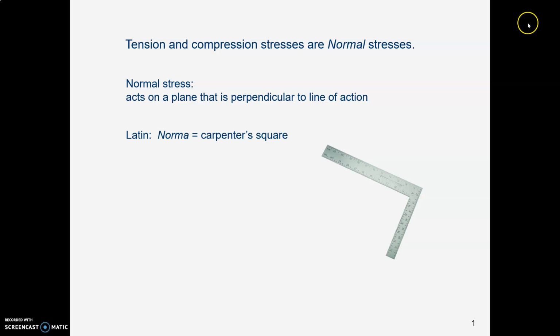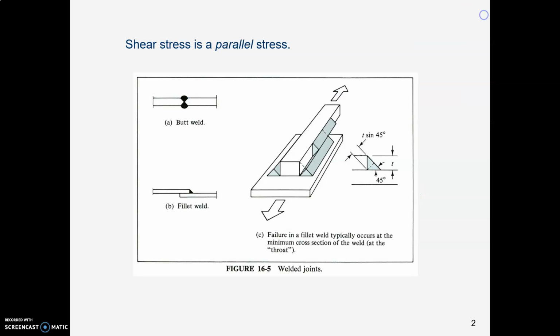We've been talking about tension and compression, tensile stress and compressive stress, and they act on a plane that's at right angles to the line of action, to the line of the force. Shear stress acts parallel to the line of force.